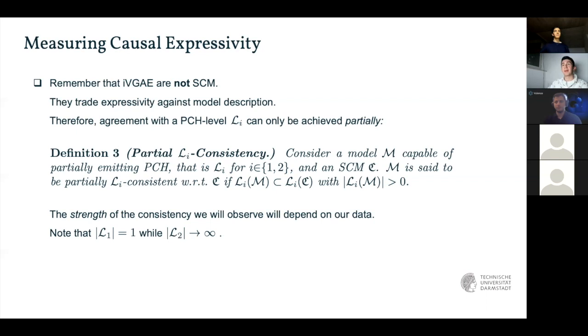And what we define is a notion of partial consistency. When you look at, for example, Chia et al., it's very parallel to their notion, but as opposed to having all distributions have to map, which is infinite, we have this partial consistency. And so obviously, the higher the number of matchings, the higher the consistency with a certain SCM. So this is less of a black-and-white notion, more of a grayish notion. And again, note that L1 is usually just one, so you just have the observational distribution, while L2 starts with a continuous intervention and then goes through all the natural numbers, so you're already at infinite.